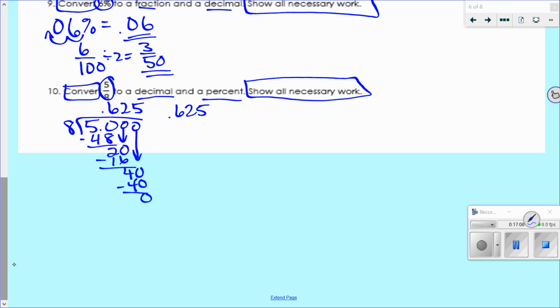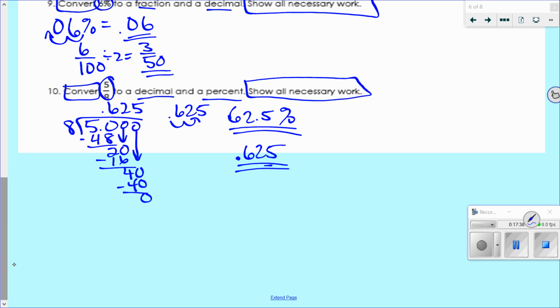Changing it to a percent once I'm in a decimal is extremely easy. Literally, all I'm doing is moving it twice. Doesn't matter how many numbers there are. Why do I always move it twice? Because percent is out of 100. So I'm going to rewrite this one just to make sure from the work you understand what those two answers are.